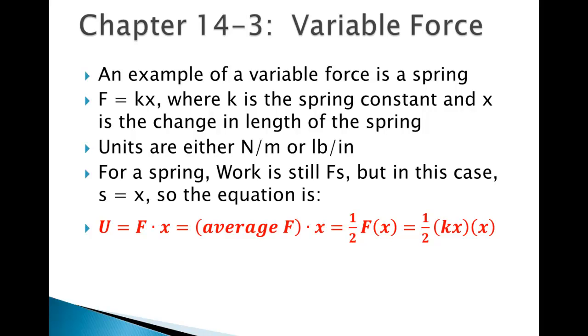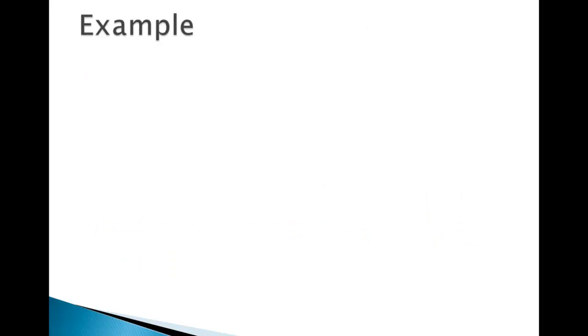We don't have one specific force being applied to the spring at any specific time, so we multiply the average force by x. The average force would be 1/2 the change in force, times x, and substituting F equals kx into the force part, we get 1/2 k times x, or U equals 1/2 kx squared. Let's look at an example.